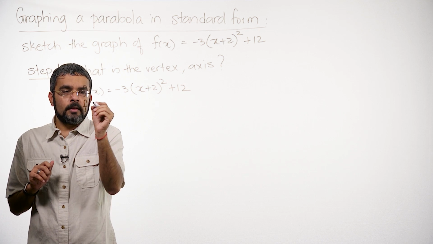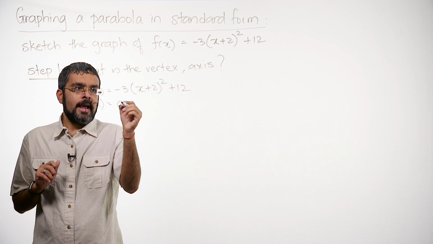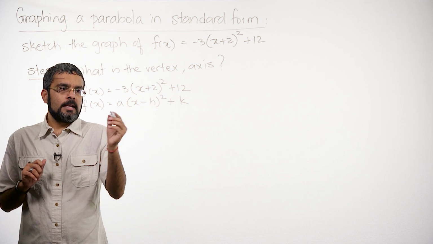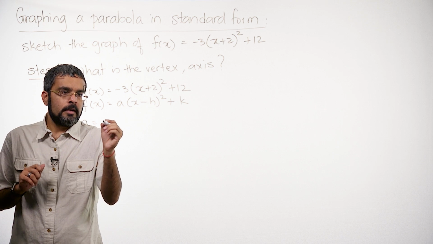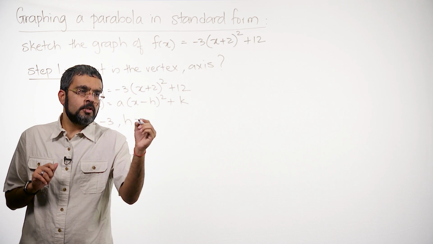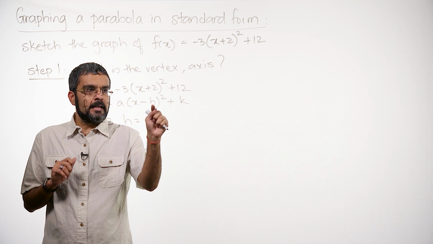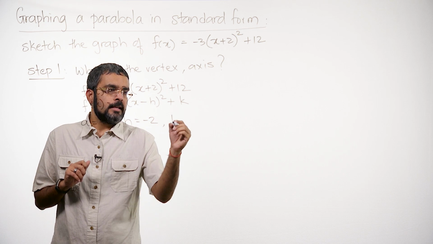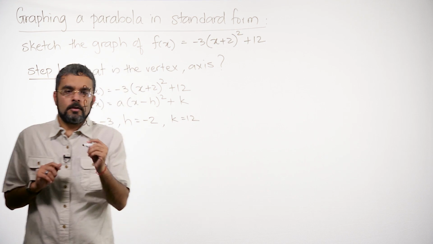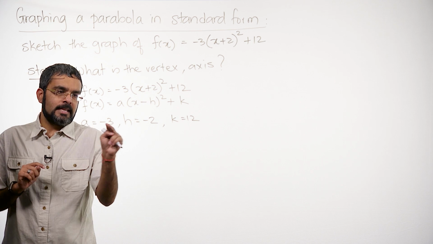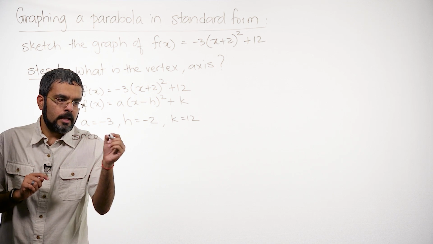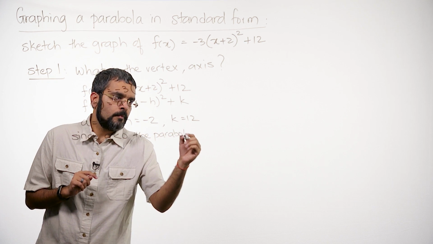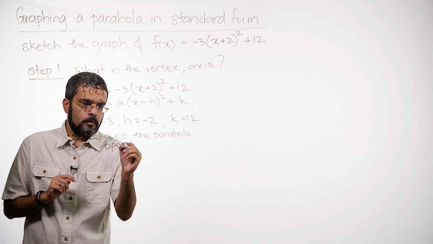If I compare that with f(x) equals a (x minus h) squared plus k, what do I see? I see that a is equal to negative 3. h would equal negative 2, because it's a minus h, so negative h equals 2, so h equals negative 2. And k equals 12. Since a is negative 3, which is less than 0, the parabola opens down.